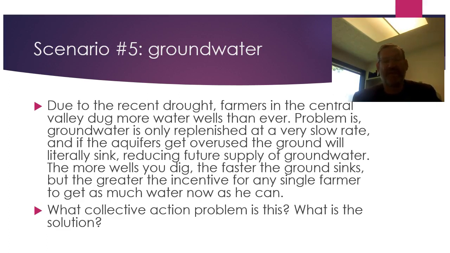We'll finish with this one, scenario number 5. We might do one more. Due to the recent drought, farmers in the Central Valley dug more water wells than ever. Problem is, groundwater is only replenished at a very slow rate, and if the aquifers get overused, the ground will literally sink, therefore reducing future supply of groundwater. The more wells you dig, the faster the ground sinks, and the greater the incentive for any single farmer to get as much water now as he can. What collective action problem is this, and what is the solution?